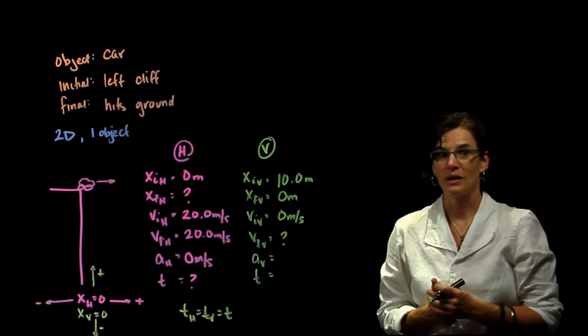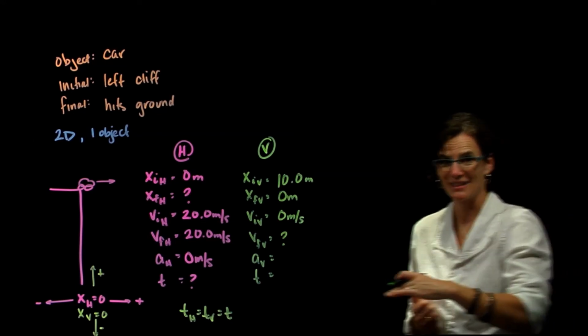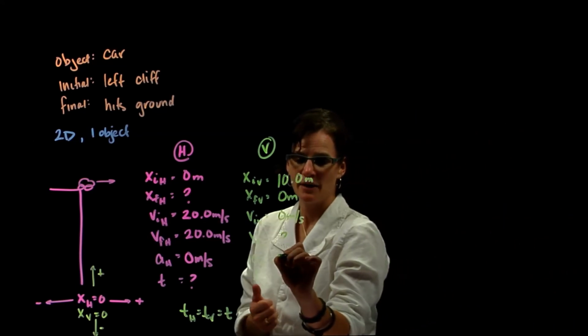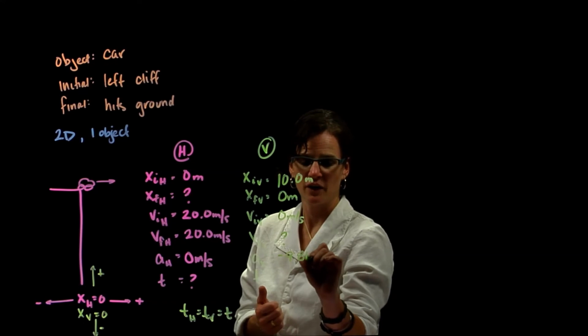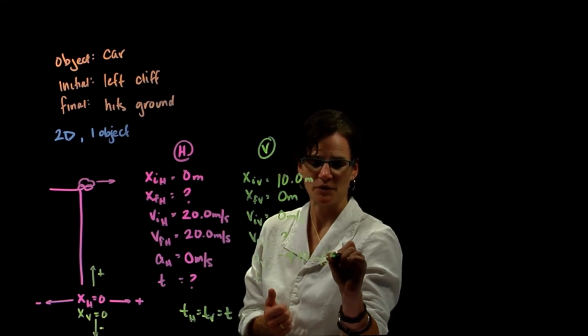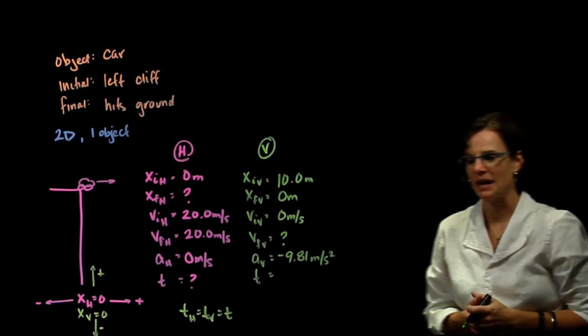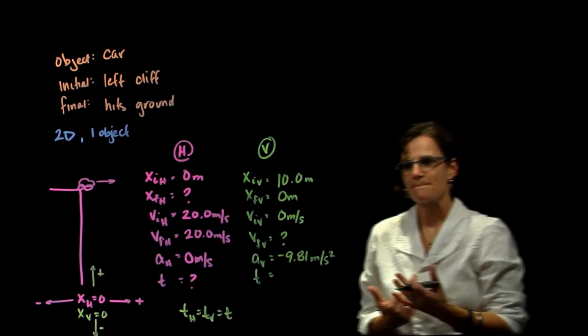Acceleration, well, in this dimension, only gravity is acting. So we're in a case of free fall, and we know that our acceleration in free fall is 9.8 meters per second squared, or 9.81 meters per second squared. And we don't know the time.